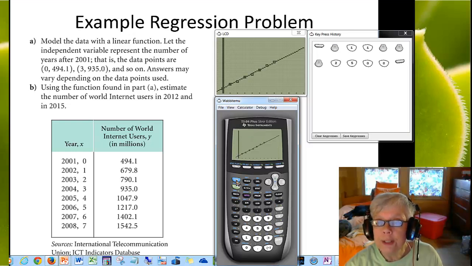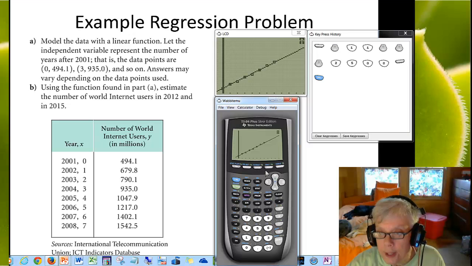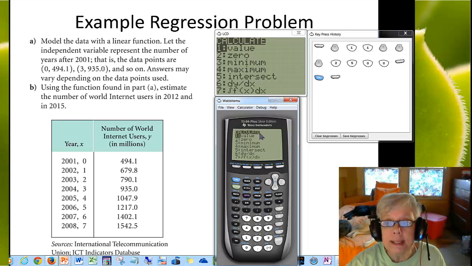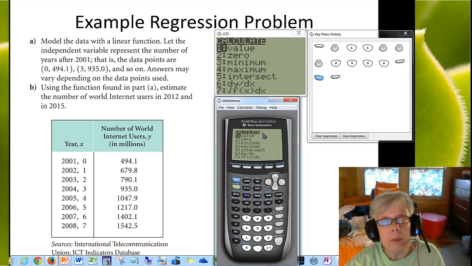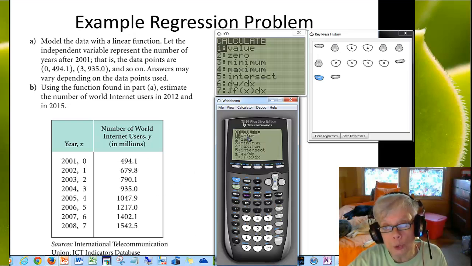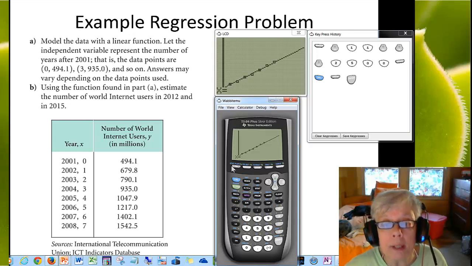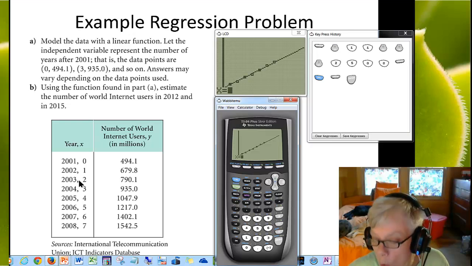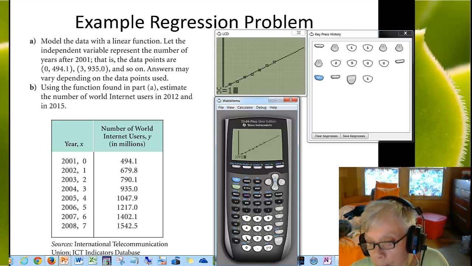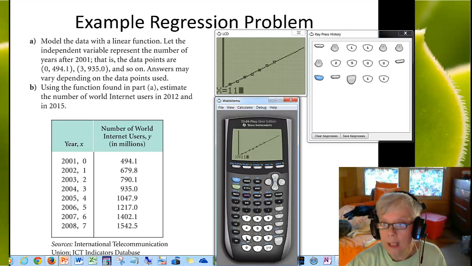I want you to push the second key. And now come up here to the buttons underneath and push the trace key. This gives you your calculate menu. And what I need to do is, for year 11, find the value in this table. So I'm going to choose 1 or hit enter there at 1. Now it's saying, okay, X equals what? Well, I want X equals 11 for the year. So I'm going to type in 11. There you go. I'm going to hit enter.